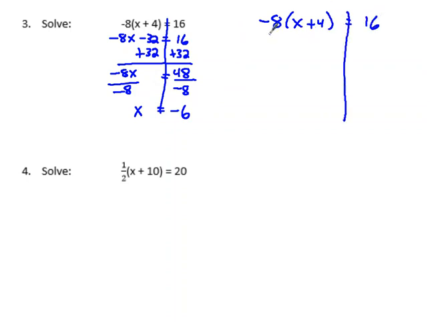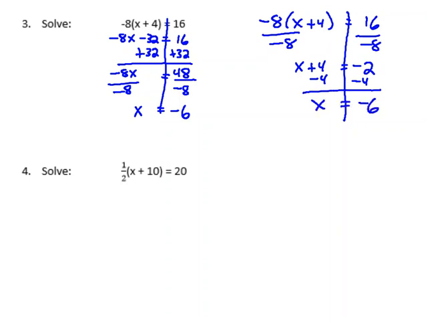Same problem, draw my wall. Instead of distributing, let's divide by -8 right at the beginning. So that will leave my x plus 4. 16 divided by -8 is -2. Opposite of plus 4 would be minusing 4. And of course, same answer, -6. Just a slightly different way to get there.